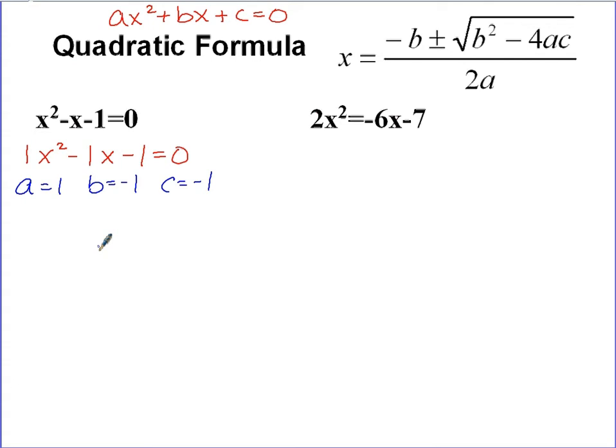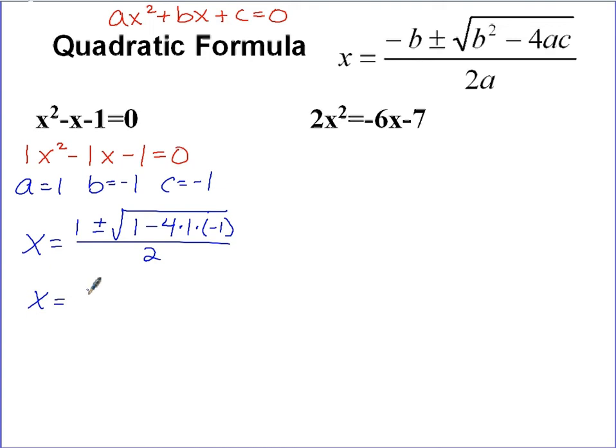Now I would just plug them into the quadratic formula in the appropriate place. So x equals the opposite of b plus or minus the square root of b squared, and -1 squared is 1, minus 4 times a times c, all over 2 times a, or 2.